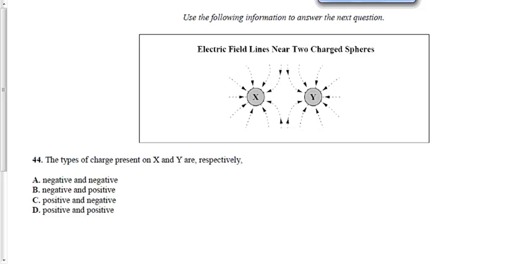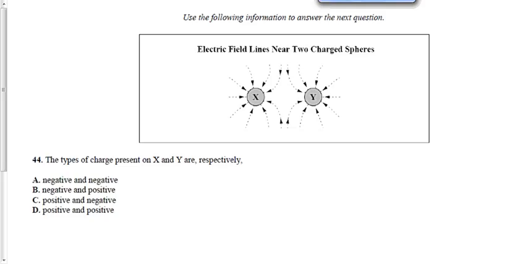What do you know, first of all, about X and Y in general, based on the shape of this electric field diagram? Forget about positive, negative. What do we know about, in general, these two charges? Yep. We know that they're repelling each other because the field lines are not joining up. If they repel each other, they've got to be like charges, either positive or negative. Now, which is it? Positive and positive, or negative and negative?